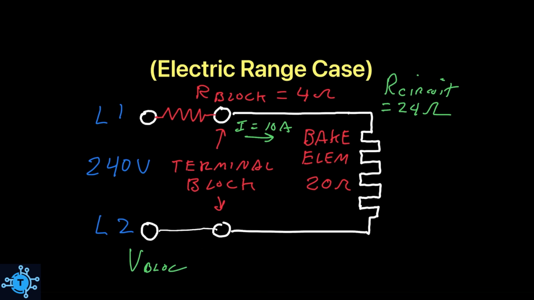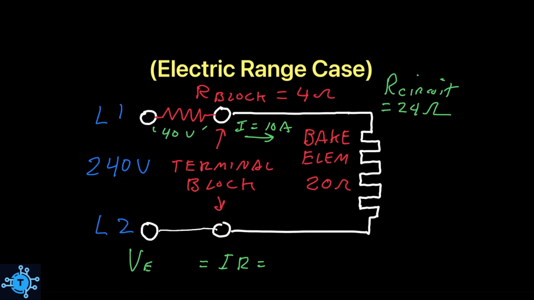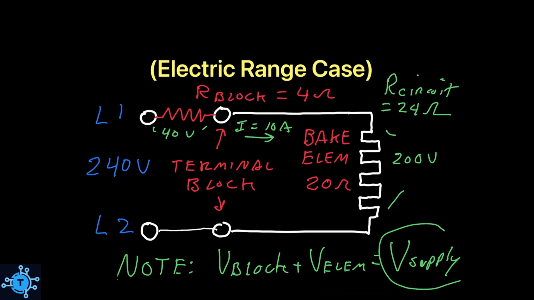With that, we can find out the voltage across each component here. The voltage across the terminal block, or V block, is 10 amps times 4 ohms, or 40 volts. This, by the way, is the voltage that is being lost in the circuit due to that loose connection. The voltage across the element is 10 amps times 20 ohms, or 200 volts. Note that the two voltages add up to the supply voltage, as they should. So this means that the loose terminal block is robbing the circuit of 40 volts. It is also causing the total circuit current to be less than normal due to the extra resistance.